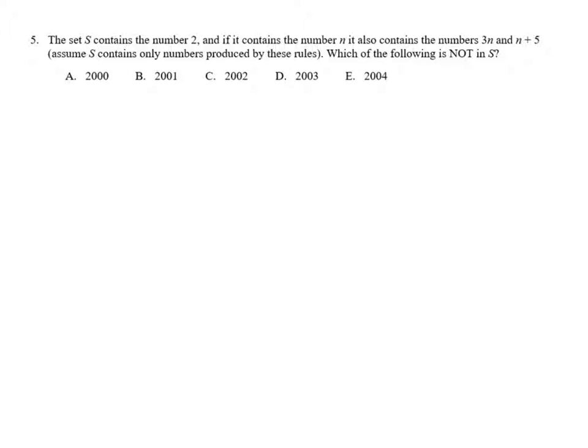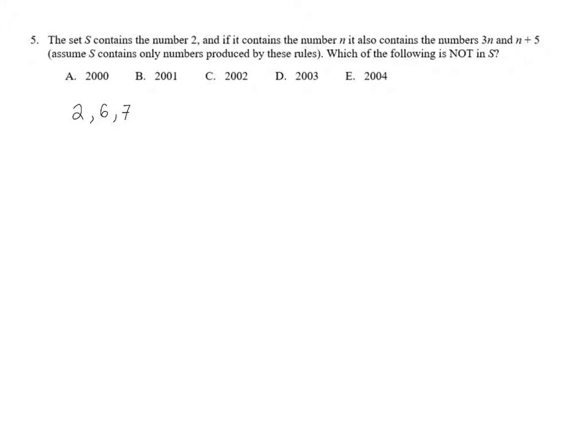Let's start playing around with the set S and look at some numbers that are in it and see if maybe we can see a pattern. We know that S contains the number 2, and if it contains the number n, it also contains the numbers 3n and n plus 5. So 3n in this case would be 6, and if we took 2 plus 5, that would give us 7. So we've got 2, 6, and 7.